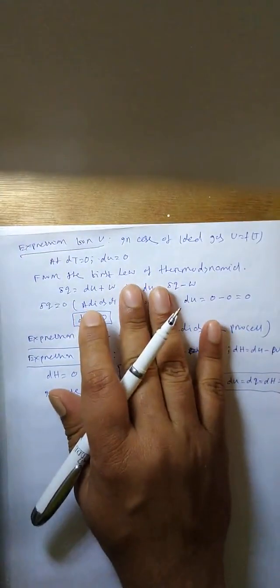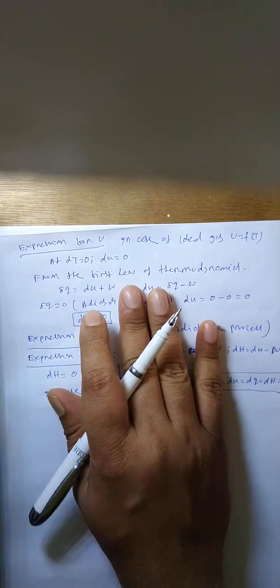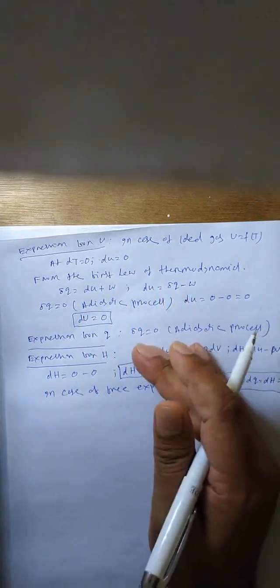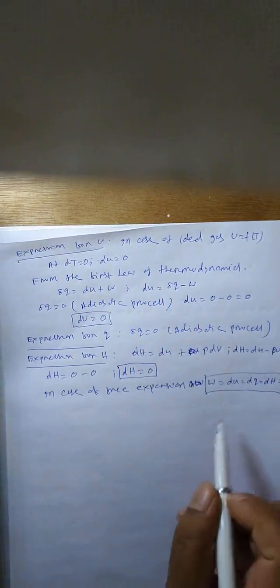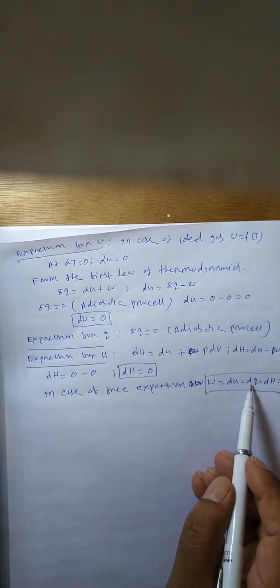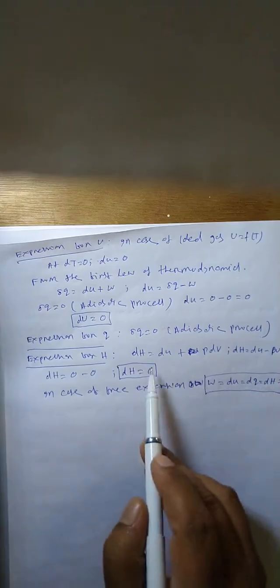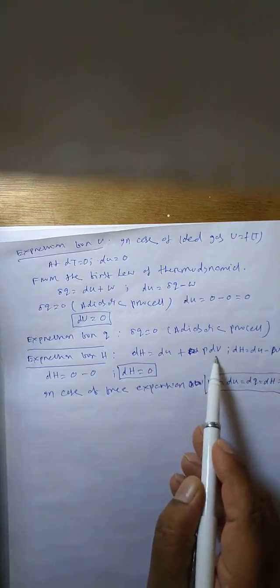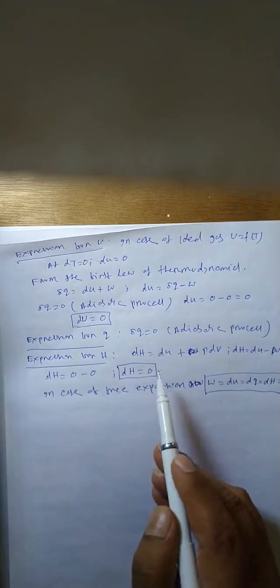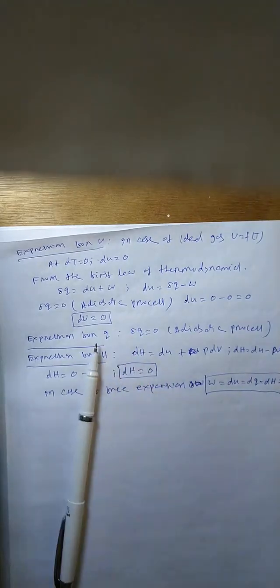Similarly, internal energy is a function of temperature in case of an ideal gas. So for an ideal gas, the change in temperature is equal to 0, so dU is equal to 0. In an adiabatic process, del Q is equal to 0 because there is no heat exchange between the system and the surrounding, but work can be exchanged. And dH is also equal to 0 because dH is equal to dU plus PdV. PdV means work done. dU is equal to 0 and work done is equal to 0. So delta U is equal to 0, dH is also equal to 0.